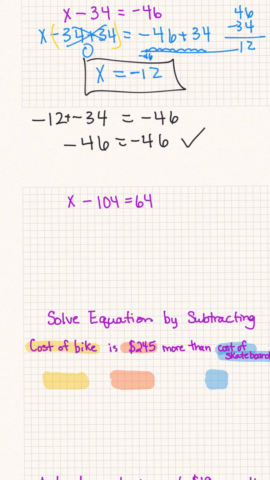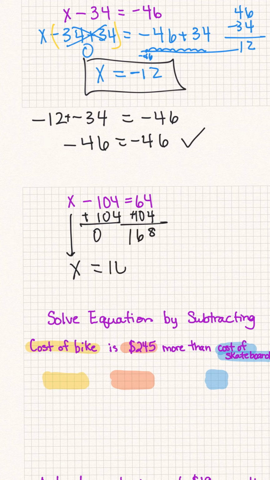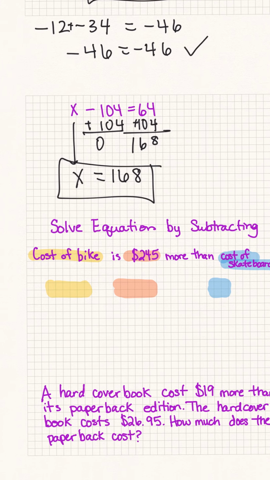Let's try this one. Once again, we are adding. I'm going to leave it down below here. Whatever I did to this side, I do to that side. So this is going to equal 0. We're left with just x equals 4 plus 4 is 8, 6 plus 0 is 6, 1 plus nothing is 1, so 168. X equals 168. Okay.